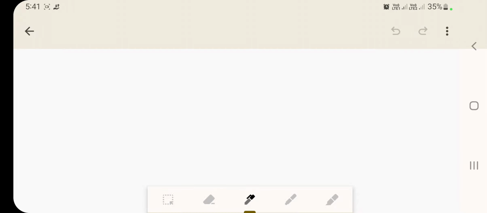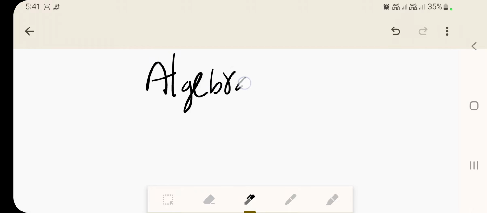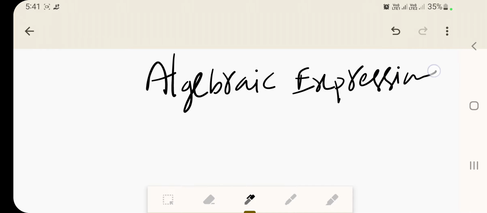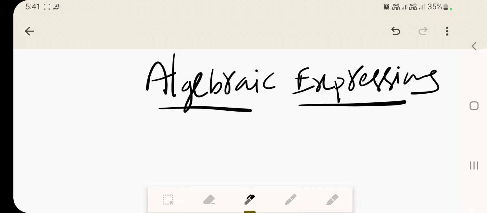Hi students, today we are starting algebraic expressions, that is chapter number 11 in 8th class mathematics. First we'll see some introduction about what algebraic expressions are.